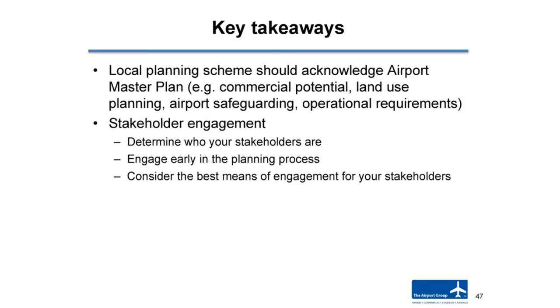So the local planning scheme, we believe, should always at least acknowledge the master plan, particularly with regard to the commercial potential of the airport, the land use planning regulations and what's allowed or not allowed on the site. Airport safeguarding is critical to being incorporated or acknowledged into the planning scheme, so that's the OLS and potentially PANS-OPS and the ANEF. And also the operational requirements should be acknowledged within the planning scheme. This is all essentially coming back to safeguarding the airport for the long term and recognising that within the legislative land use planning guidelines. So in terms of stakeholder engagement, a couple of takeaways is to determine who your stakeholders are, engage early in the planning process and consider the best means of engagement for each of your stakeholders.